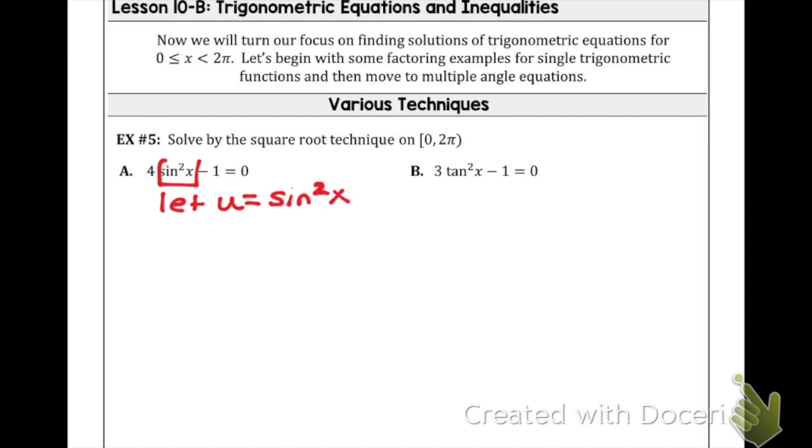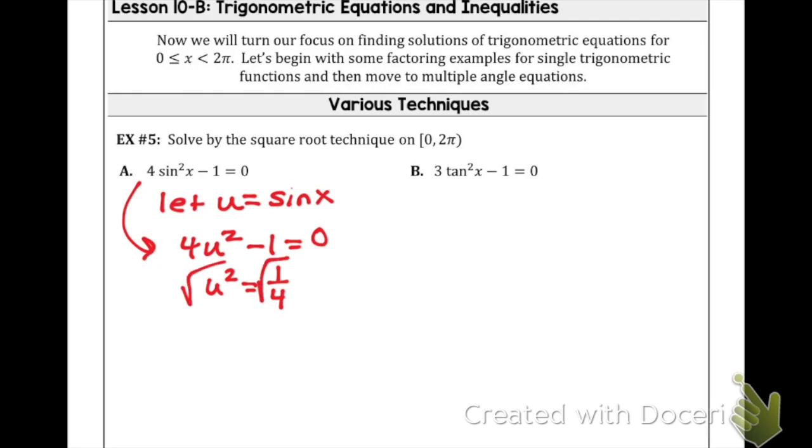So if we let U equal whatever it is that you have happening to your trig equations, I'm going to let U equal sine x. Then this whole expression becomes 4u squared minus 1 equals 0. So if I solve that equation for u squared, I would get u squared is equal to 1/4. Undoing a square means we have to square root it. So I'm going to get u is equal to positive and negative square root of 1 over square root of 4. Square root of 1 is 1. Square root of 4 is 2. So that means u can equal either negative 1/2 or positive 1/2.